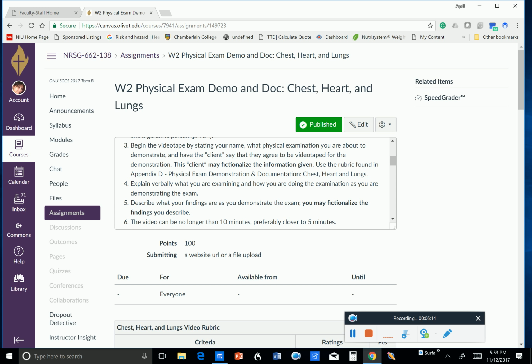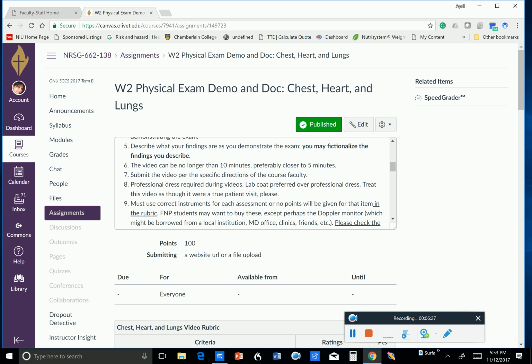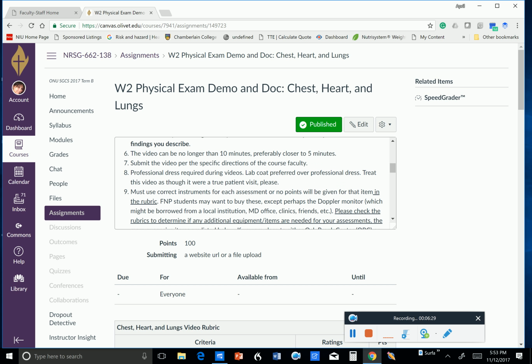Explain verbally what you're examining and how you're doing the examination as you're demonstrating the exam. Describe what your findings are as you demonstrate the exam. You may fictionalize the findings as you describe them. The video can be no longer than 10 minutes, but I've stressed this in the very beginning.